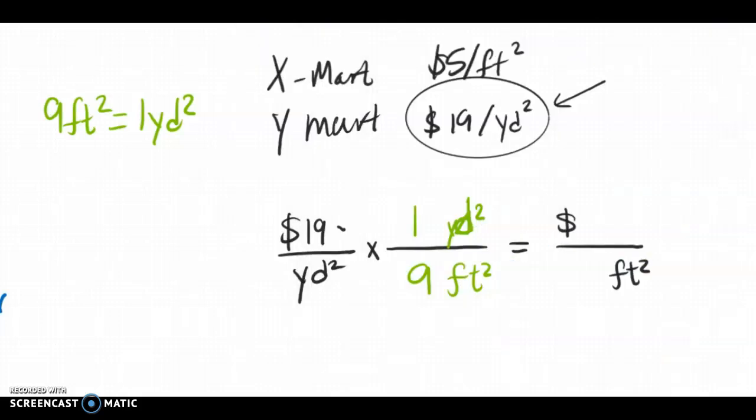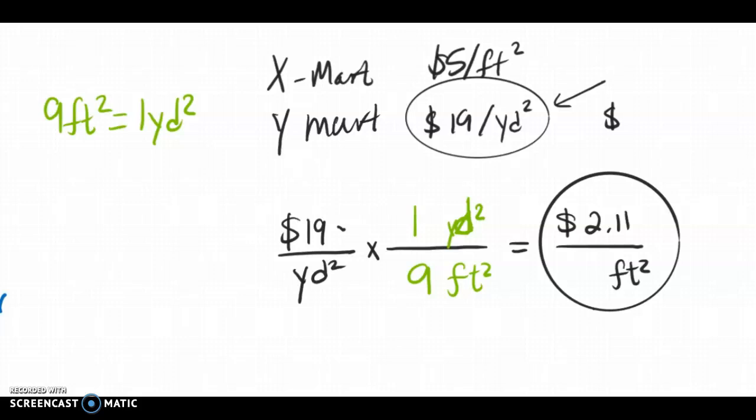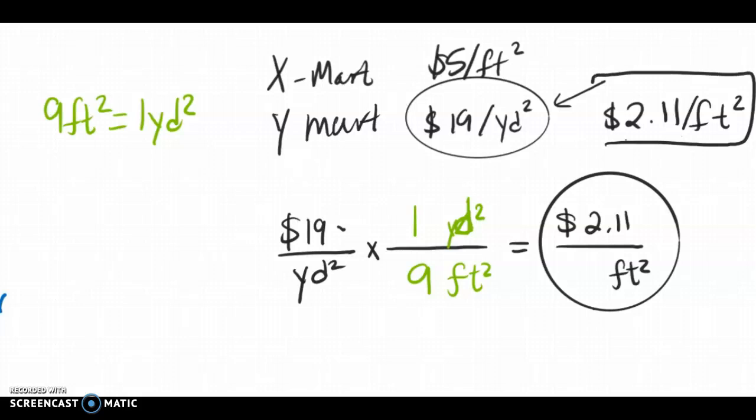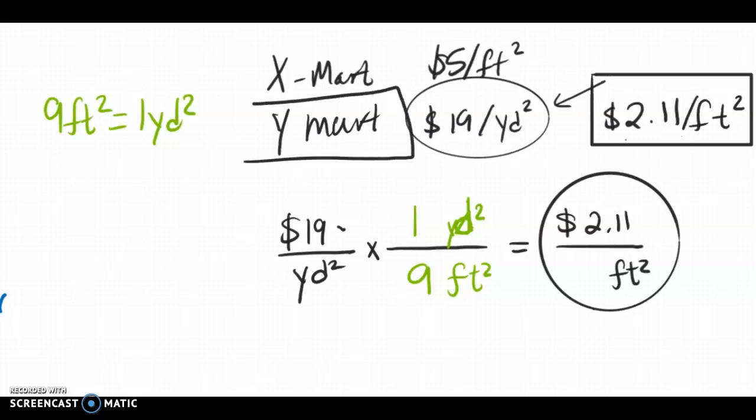Round it to the nearest cent. When we're talking about dollars, we typically round to the nearest cent, which is the hundredths place. So that is what I would put in the blank because it would not make sense to go buy the same fabric at Xmart. It's $5 per square foot, where at Ymart, it's $2.11 per square foot. So it is cheaper to buy it at Ymart. And that's how you approach that type of problem.